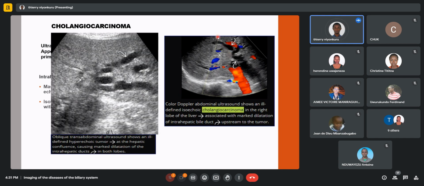So on this oblique transabdominal ultrasound, we can see this ill-defined hypoechoic mass at the hepatic confluence, which has caused upstream dilatation of the intrahepatic ducts in both lobes.